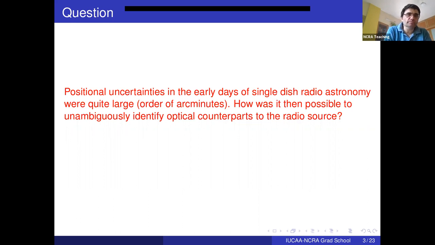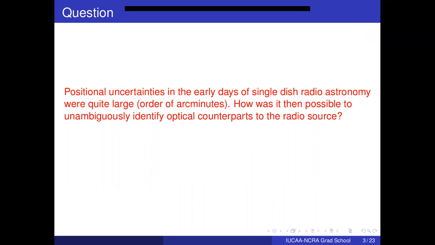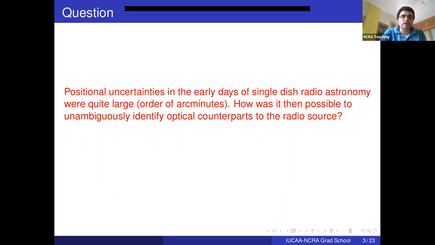Okay, so before we start, let's pose a question. As you know, the positional uncertainty that you get from single dish radio telescopes is very large. And that is because the resolution is given by 1.22 lambda by D. And the lambda in the radio is about a million times larger than the lambda in the optical. So even if your radio dish is a big one, let's say 100-meter dish, nevertheless, your resolution is going to be poor because the lambda factor hits you very hard. Increasing D doesn't help you much. So the positional uncertainty in the early surveys was of the order of arc minutes.